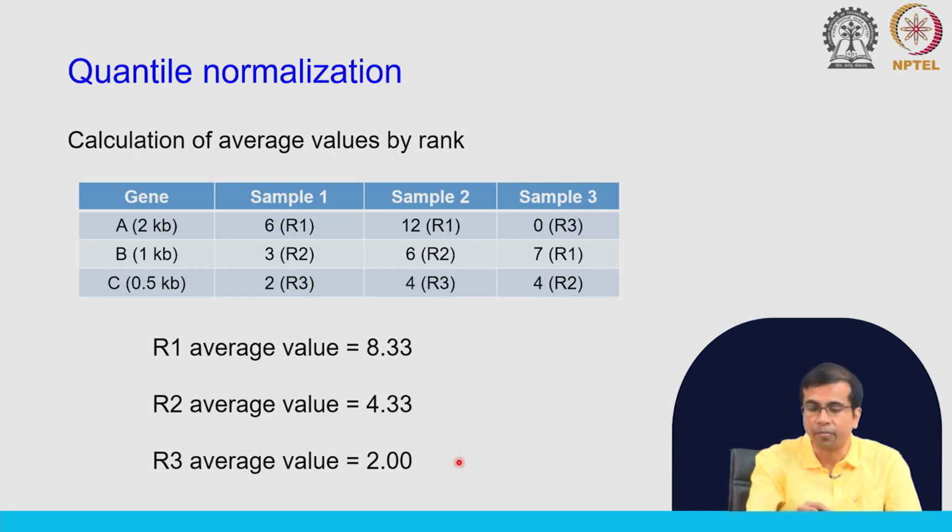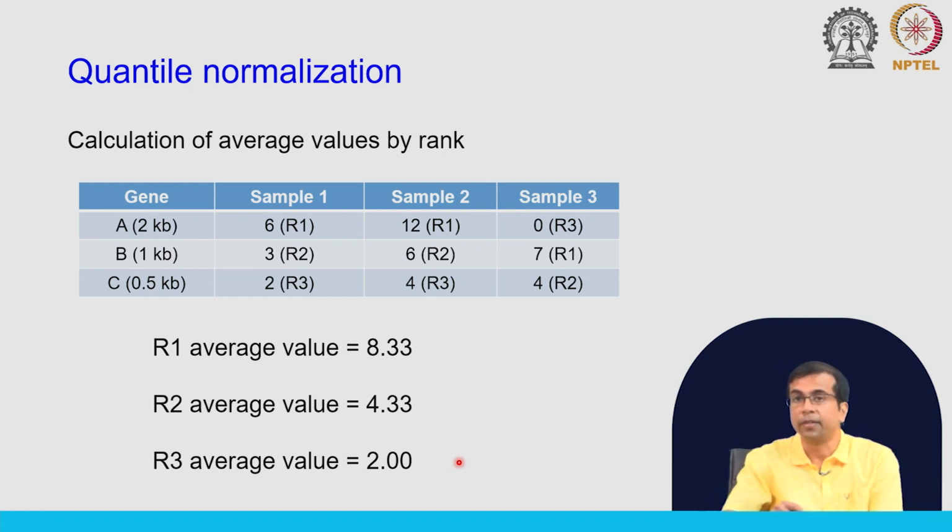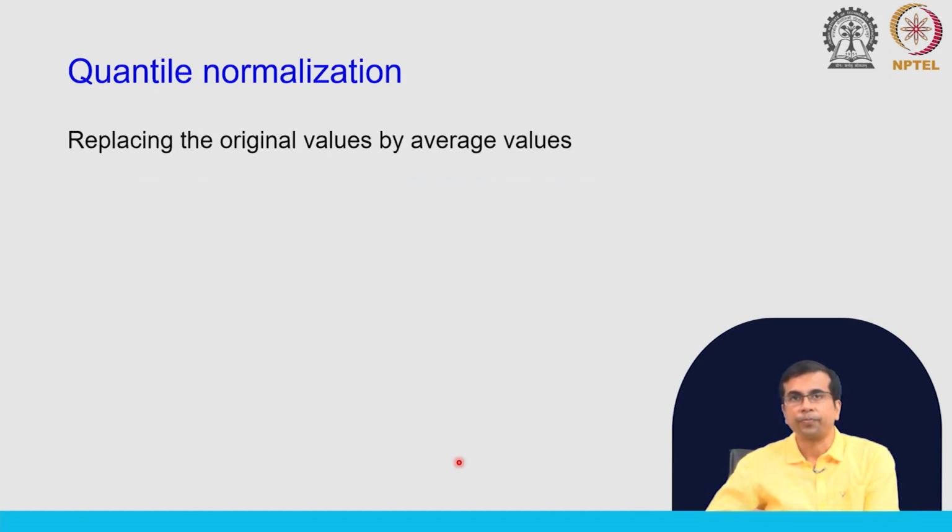It is following the same process. We are calculating the average expression values by rank. Okay. So, this is what we get at the end. So, what is the next step? So, we have to replace the original values by the average values. Okay. So, average values of that rank.